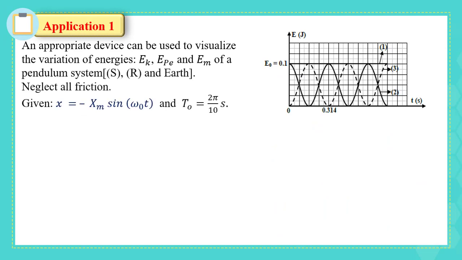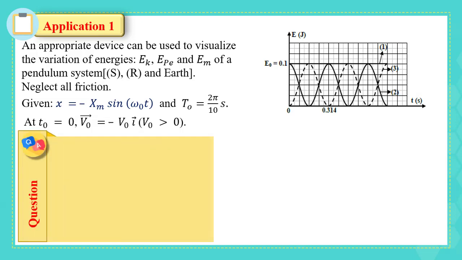Let's end with an application. An appropriate device can be used to visualize the variation of energies, the kinetic, elastic potential, and the mechanical energy of a pendulum system S, R, and Earth. Neglect all friction. So, given that x equals minus xm sine omega 0 t, T0 equals 2 pi over 10 seconds, and at t equals 0, the velocity equals minus v0 i vector, where v0 is all the time positive.